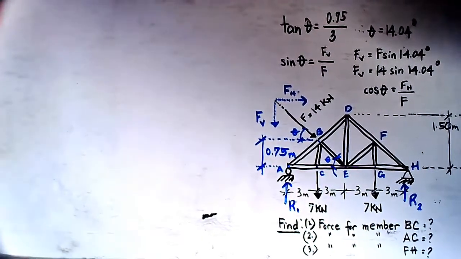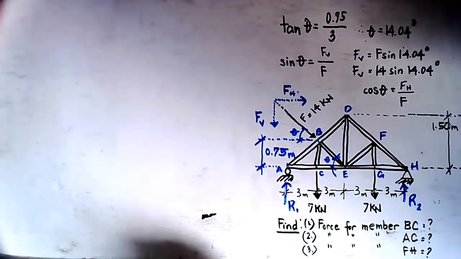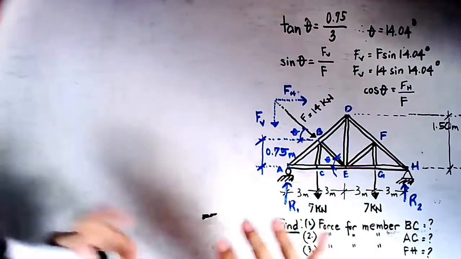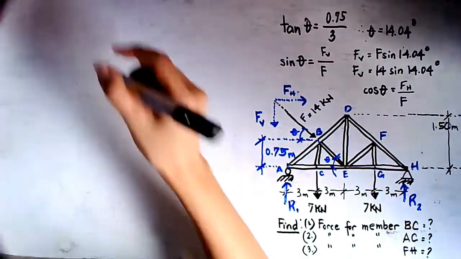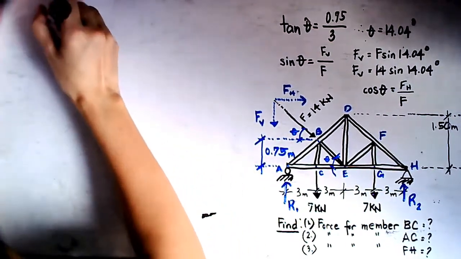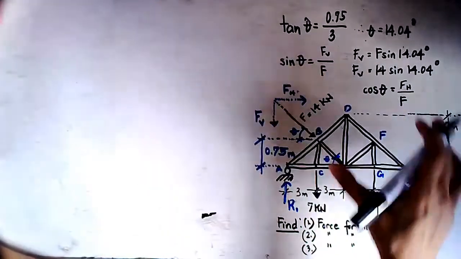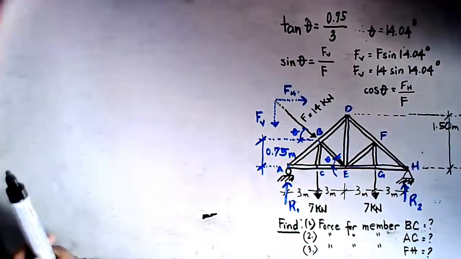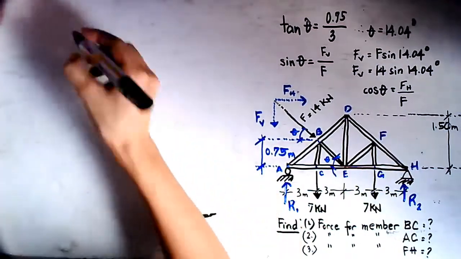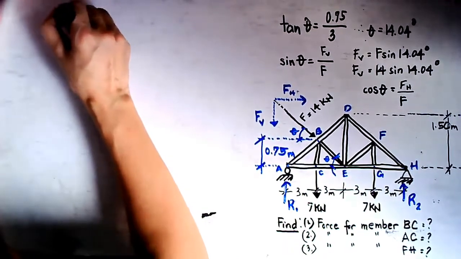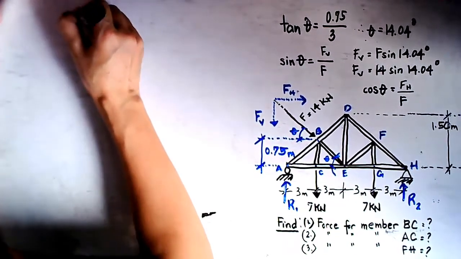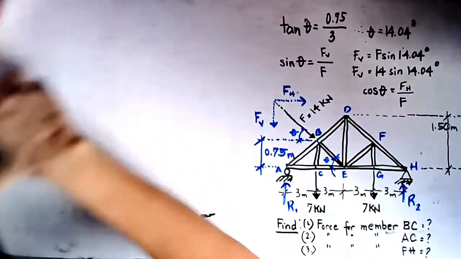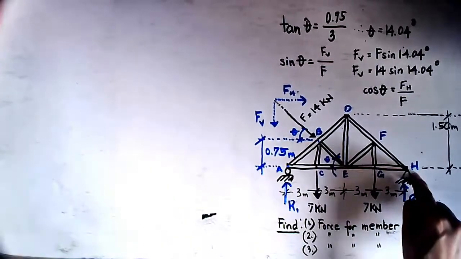So let me continue with the determination of the reactions first. That's the first thing that we have to do. Before we analyze the entire truss, we need to determine first the reactions at the supports. The reactions at the supports may be determined by taking summation of moments at either support. So we either take moment at point A or moment at point H.